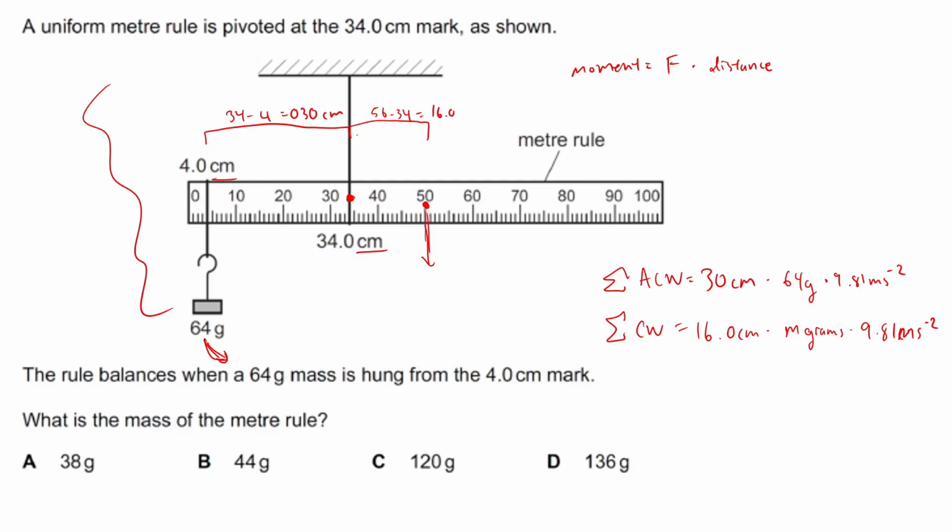And since the rule is balanced, we can just set these two equations equal to each other and solve for m. So 30 times 64 times 9.81 is equal to 16 times m times 9.81. The 9.81 cancels out, and you're left with 120 equal to m. So our answer is then C.